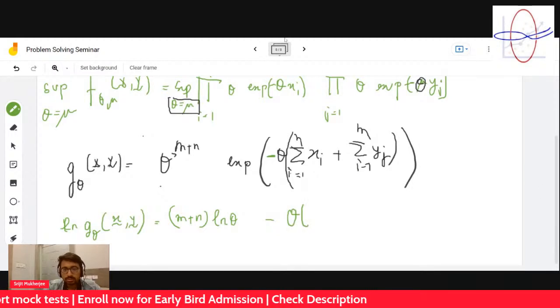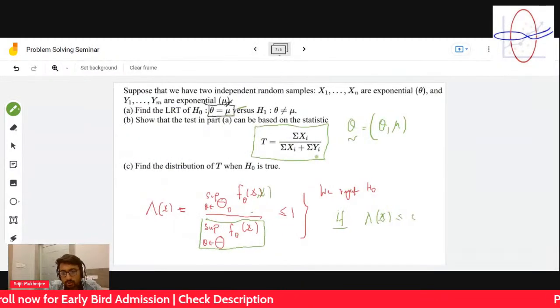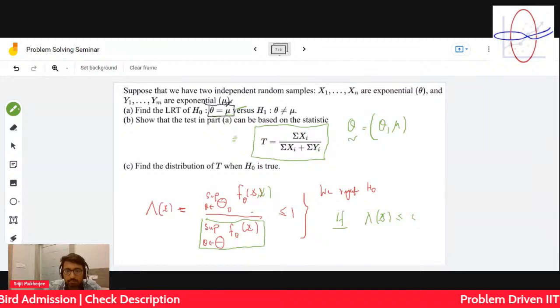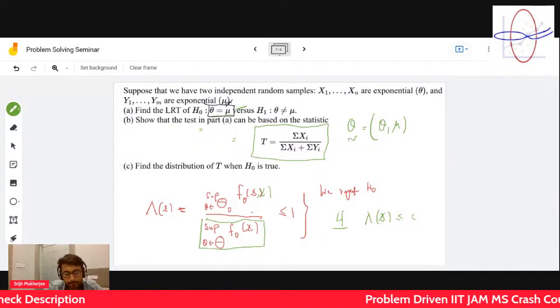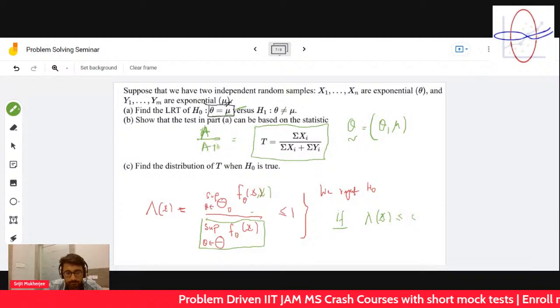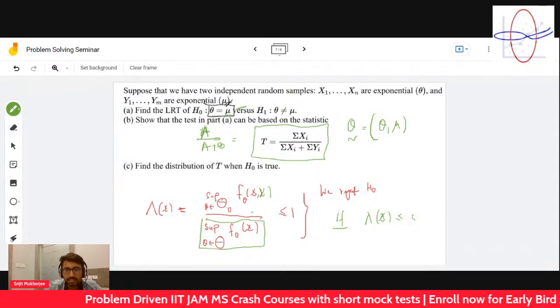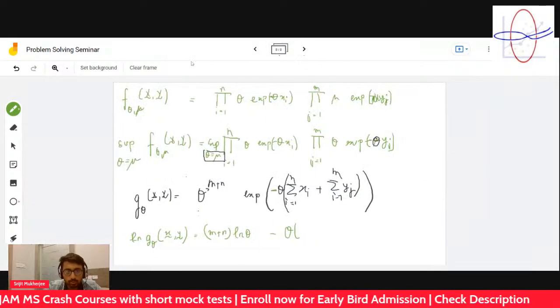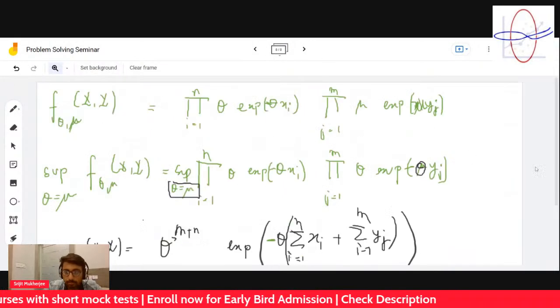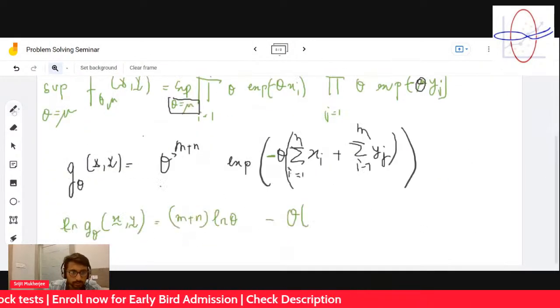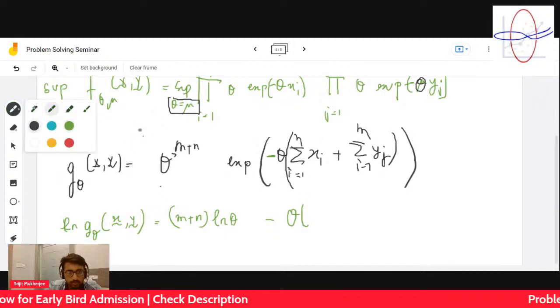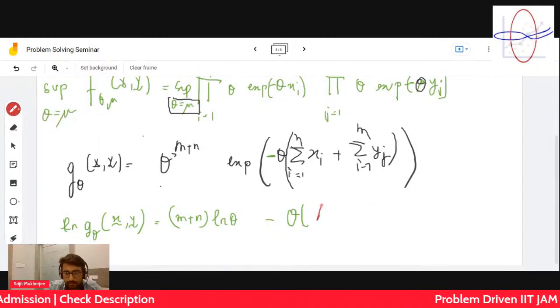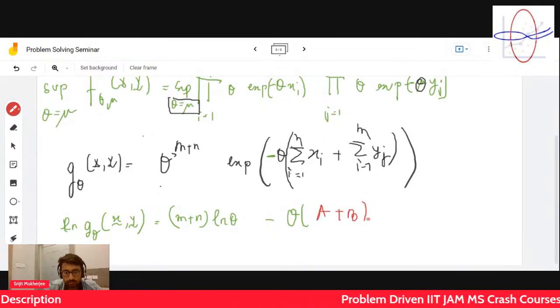theta. Okay, so since you understand that you have to write this in these two formats, right? So let's give it a name. Let's call the summation xi A, and summation yi B, to make the whole notation easier. As you can understand, this will come up in its own way here. So here it's nothing but A plus B. This is what you have got.